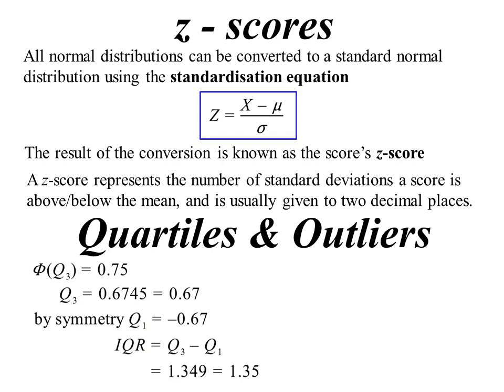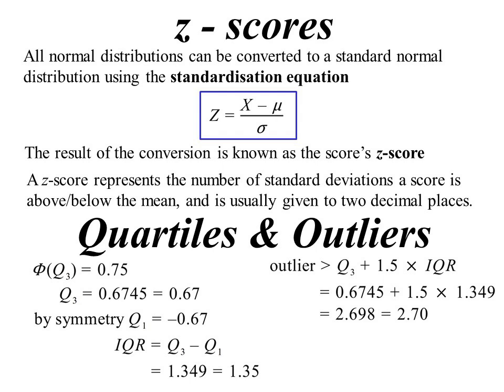The interquartile range then becomes 1.35. Why is that important? Because our definition for an outlier will always be 1.5 times the interquartile range away from the quartile. So Q3 or Q1 in the other direction. That's how we pick up outliers. So for a standard normal distribution, if your z-score is more than 2.7 or less than minus 2.7, then you would be considered an outlier in the data.